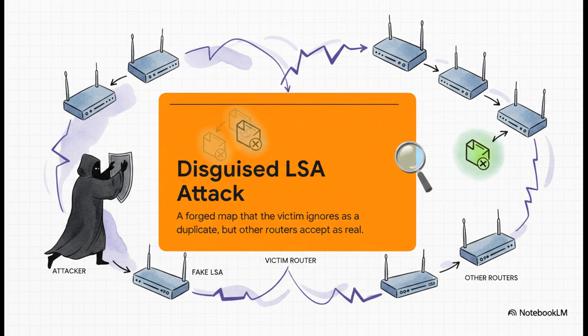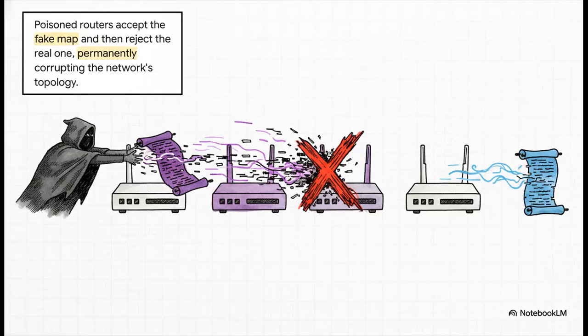But, and this is the scary part, for any other router in the network that gets the attacker's fake LSA before the real one arrives, well, that fake one becomes the truth. It becomes a race, and the attacker only needs to win that race in some parts of the network. Once a router is poisoned with the fake map, it will then reject the real map when it finally shows up because it sees it as a duplicate. The attacker has successfully and persistently corrupted the internet's GPS.